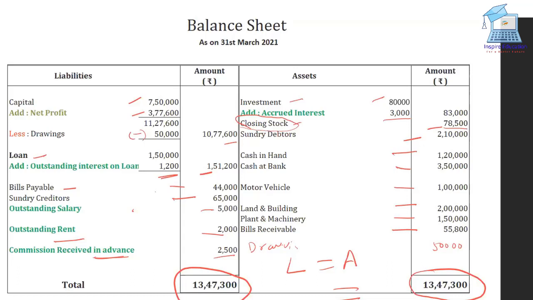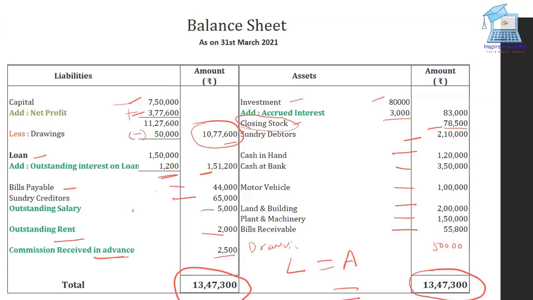Drawing represents the owner's drawings from the business, which means the amount which has been taken by the owner from the business. This is called drawing. So in general practice, it is adjusted with the capital. Whenever the owner contributes, it is written as capital, and with that net profit is added, and after that the drawings amount, the amount which is withdrawn by the owner, is deducted. So we will come to the net value as the owner's claim.